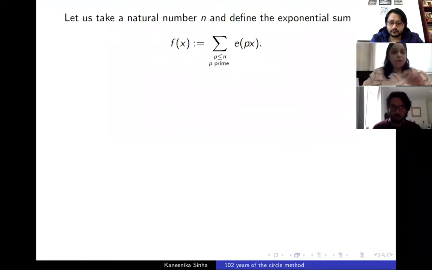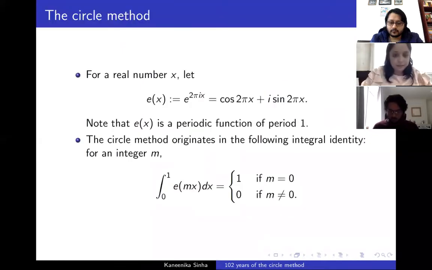Now, how do we apply this trivial identity? And just one remark: when you integrate this complex valued function from 0 to 1, if you make a suitable change of variables, you will see that you are actually integrating a complex valued function on the unit circle centered at 0. So this is actually where the word circle method comes from.